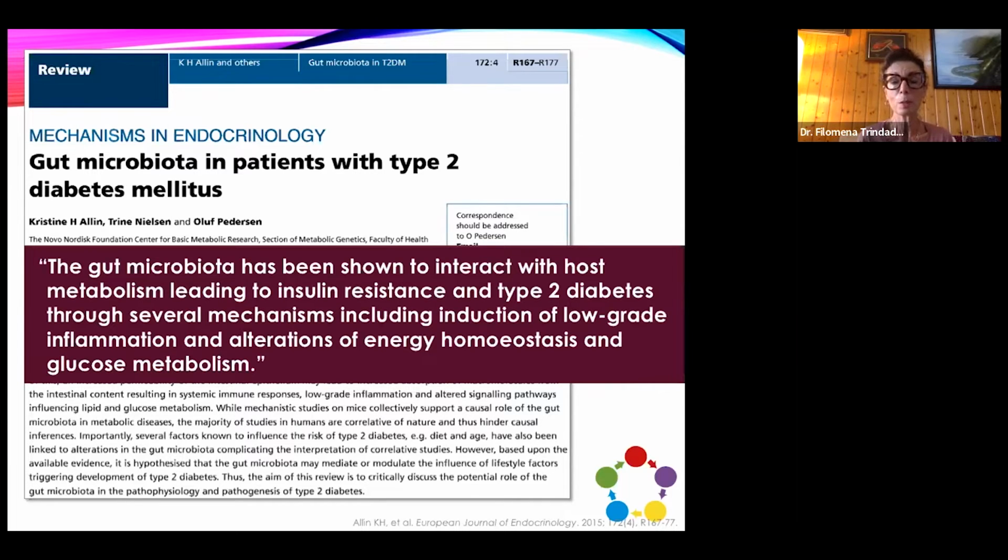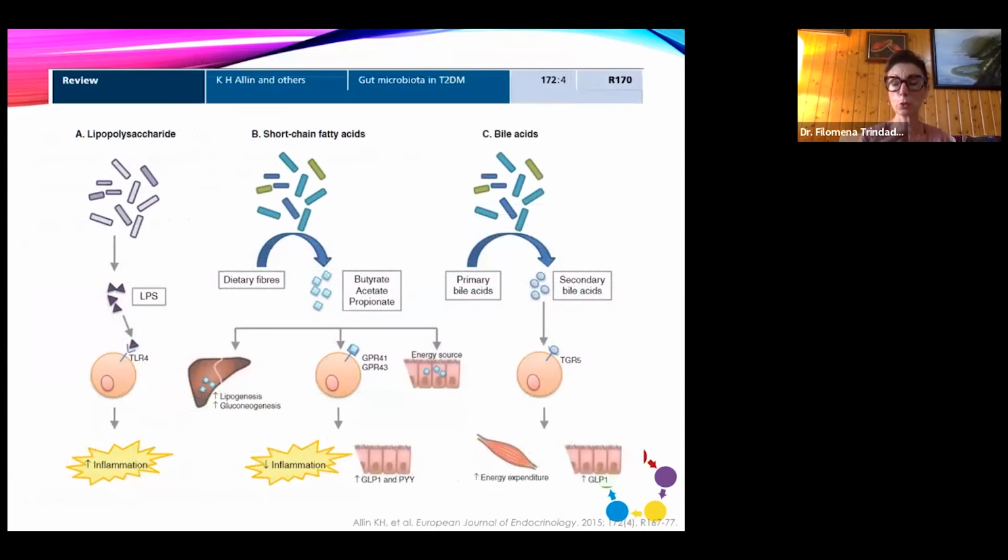So it was, to me, a major article because it really helped me put everything together and figure out exactly what are the main ways in which changes in the gut microbiota contribute to insulin resistance, prediabetes, and diabetes. And those three main ways are by the LPS, short-chain fatty acids, and bile acids.